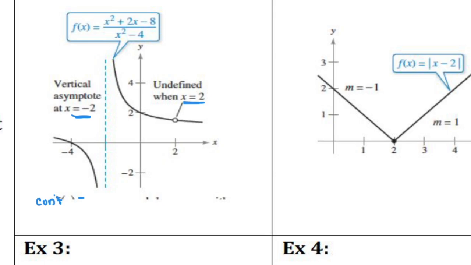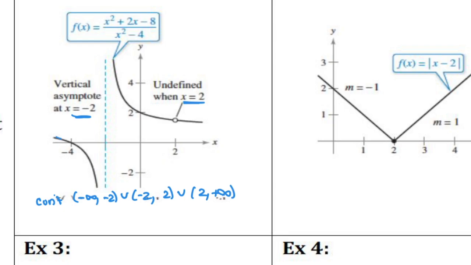We're continuous from -∞ to -2. We're going to skip the -2 and head on over to 2, skipping 2, and then we go to positive infinity. So that's where we're continuous. But if we are not continuous at -2 and 2, then we certainly are not differentiable there. We're going to look at all these slopes.